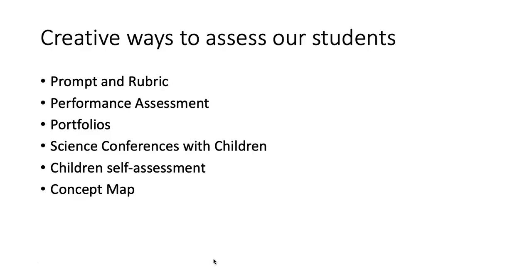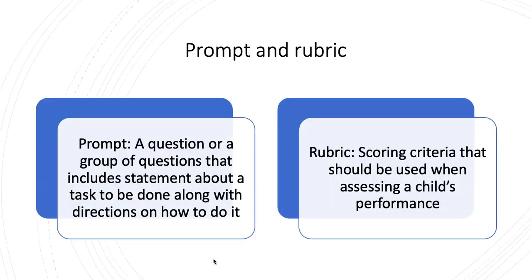So first we're going to discuss creative ways to assess your students, and then we're going to discuss the more traditional ways. So creative ways to assess your students include prompt and rubric, performance assessment, portfolios, science conferences with children, children's self-assessment, concept maps, and then there's an additional one that you are going to do in your discussion board this week, and that's science probes. And we'll talk more about that when we get to it.